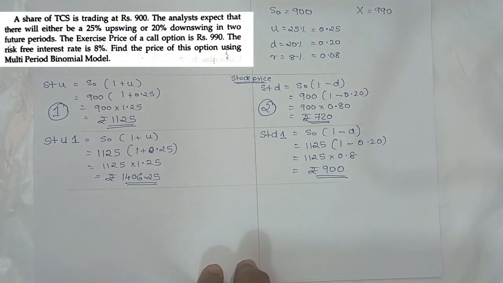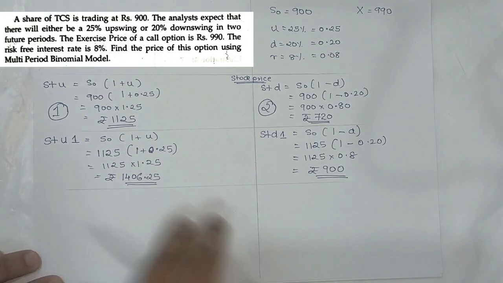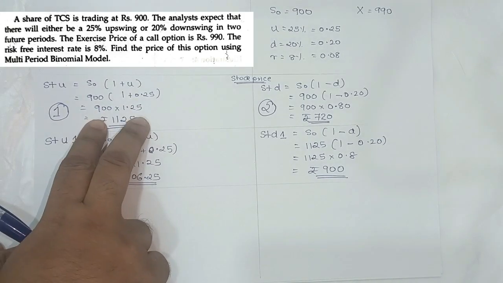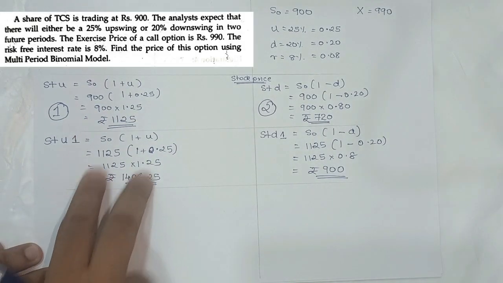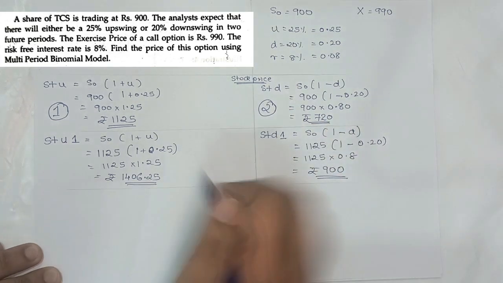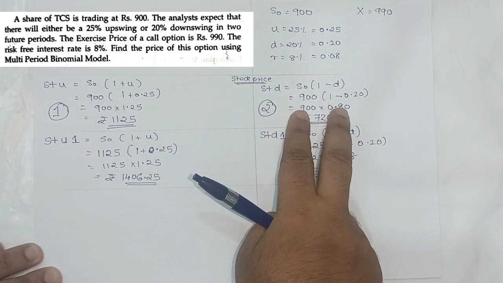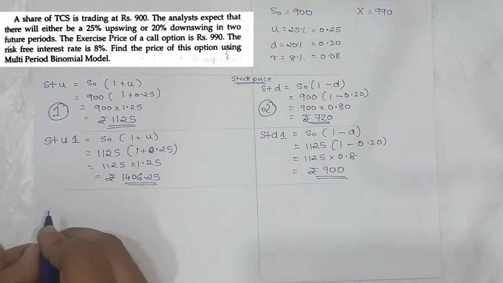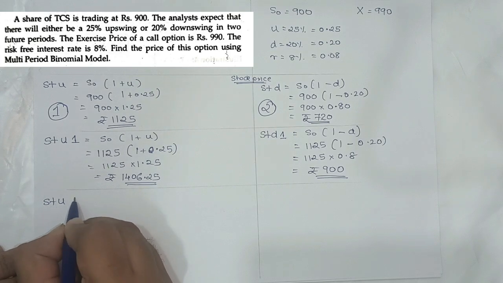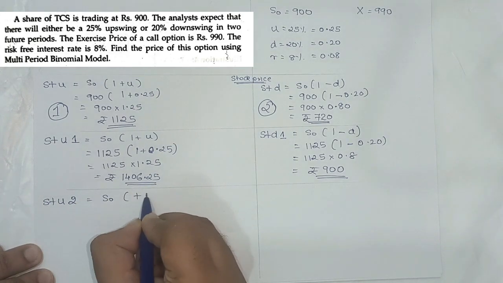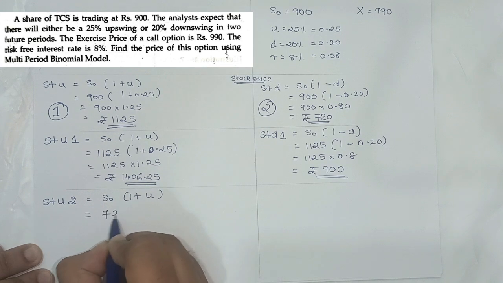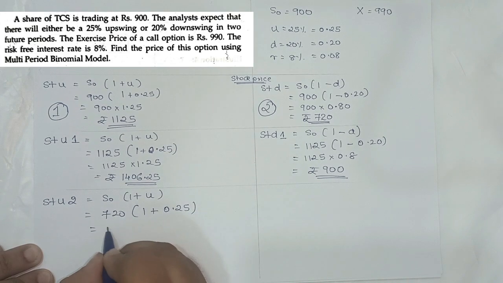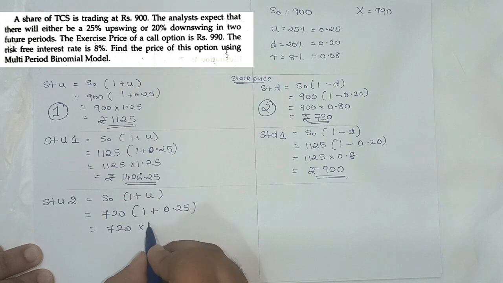So if there is an upswing in the second period, you get 1406. If there's a downswing, it will become 900 from 1125. So in the first year, if there was an upswing, in the second year there can be an upswing or a downswing. Similarly, for the second case, if in the first year there was a downswing, in the second period there can be an upswing or further downswing also. Now we again start with STU, second part, so that will be S0 into 1 plus u. It will now be 720 as the base into 1 plus 0.25, so 720 into 1.25.